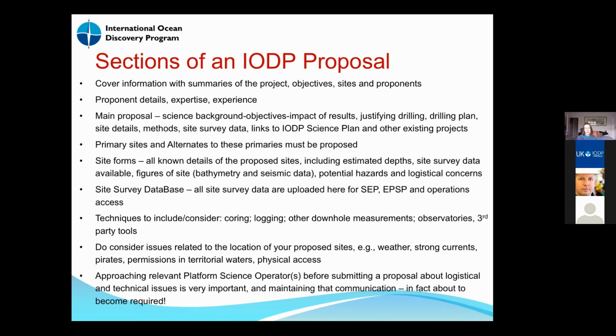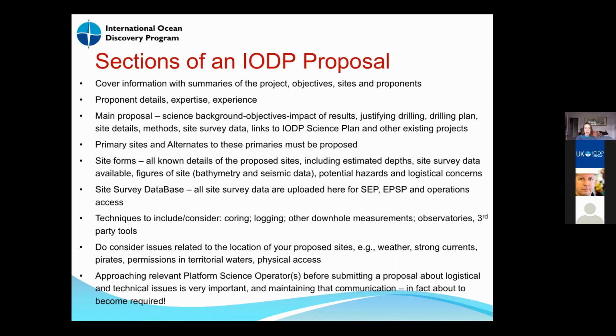justifying why drilling is the way to do it, your drilling plan, site details, methods. Again, an important method and analysis plan is key. Information about site survey data and anything new that you might need to collect, links to the science plan and other projects. For every primary site that you propose, you need to offer an alternate site. And that alternate site is something that would be able to still meet the same science objectives of the primary site, but it's in an alternative location where hopefully if there are operational difficulties with the primary site, then the alternate site offers a way to get around those.